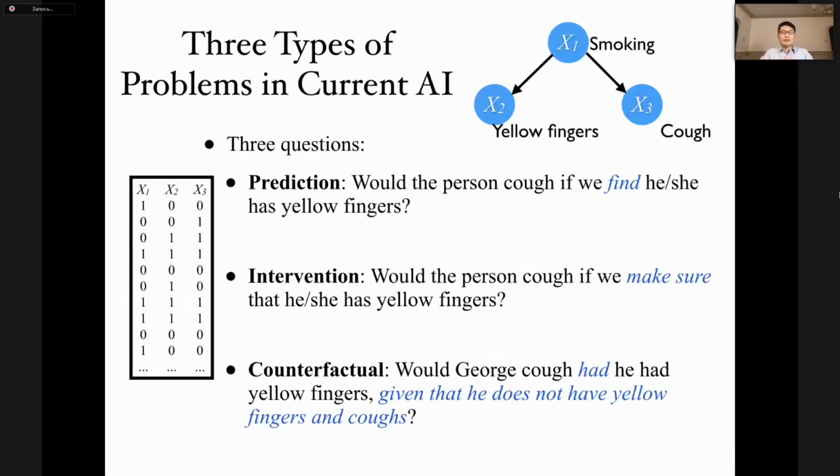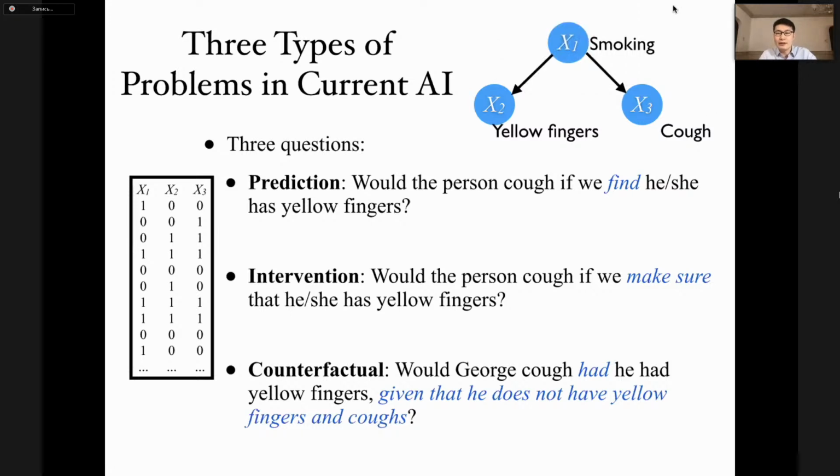So typically, there are three types of problems in artificial intelligence. Right here, let's just have a quick look at the problems. The first one is known as prediction. So here I have data. I have three variables, x1, x2, x3. Now I want to answer the following question. Would the person cough if we find he or she has yellow fingers? So here x1 denotes smoking, x2 yellow fingers, and x3 whether the person coughs.